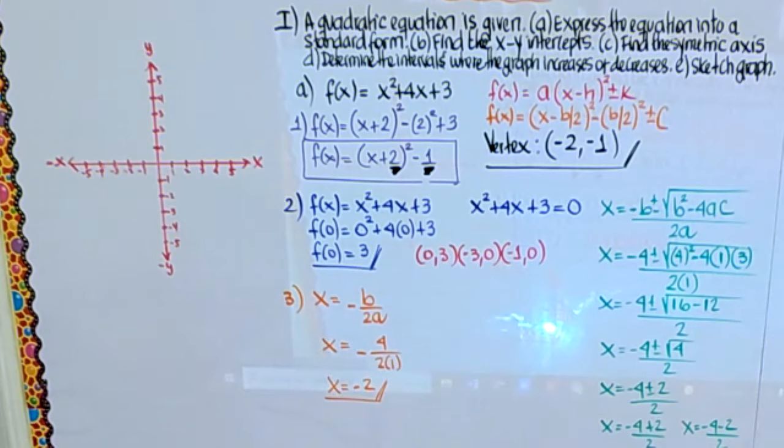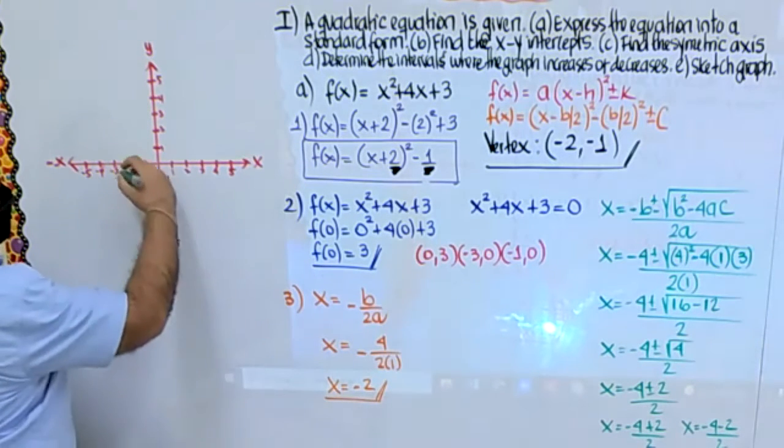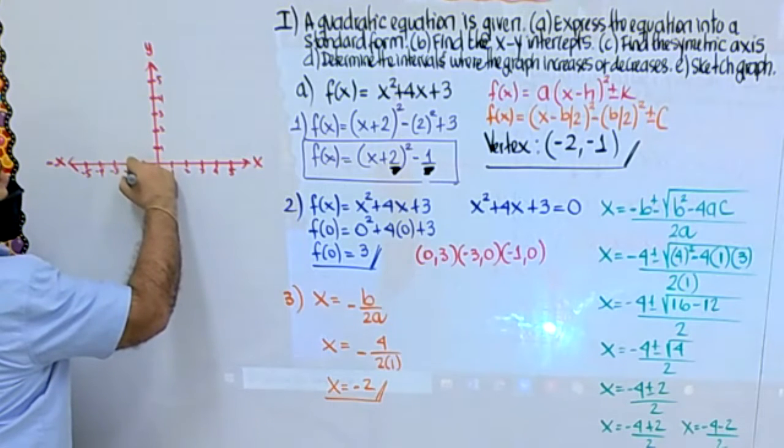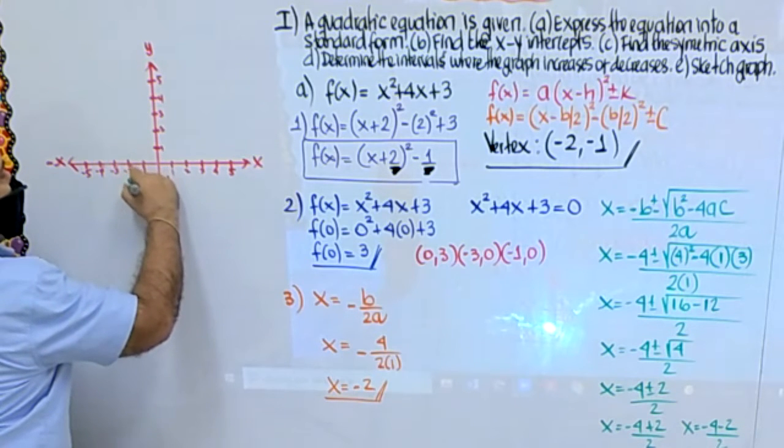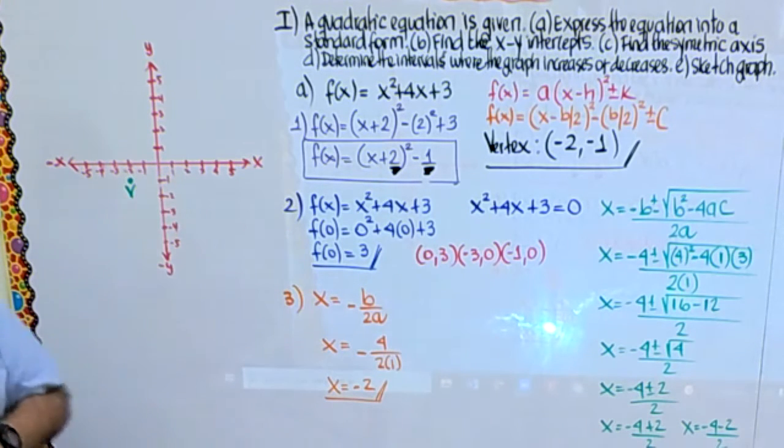The first thing that we have to graph always in the parabola is the center of the parabola. And what is the name of the center of the parabola? It will be the vertex. Always graph the vertex as the first step. And the vertex is the coordinate negative 2 with negative 1. This is going to be the vertex.